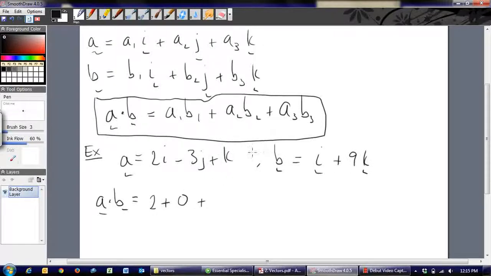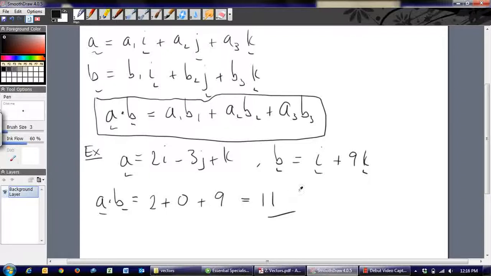0. And here, let's multiply the k components together. We've got 1k here, you've got 9k here. 1 times 9 is 9. So A dot B is equal to 11. That's how simple finding the dot product is of two vectors if they're written in i, j, k form. Very, very simple.